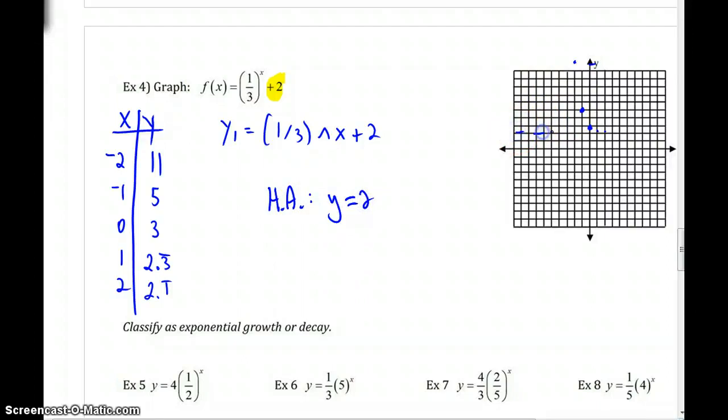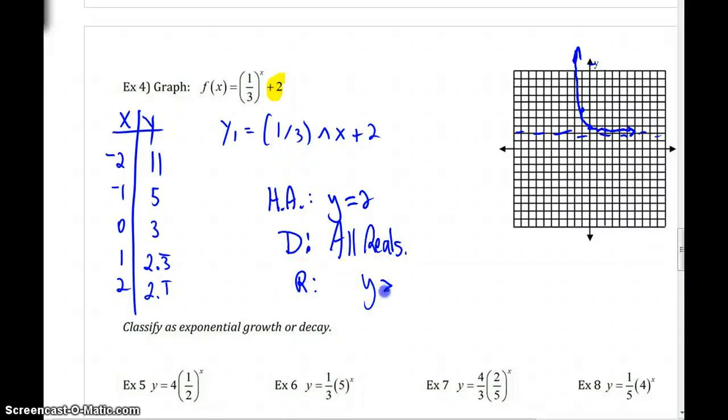I'm going to make a dashed line, a dotted line there, to show that pattern. You can see, yeah, there is flattening out. Our curve gets closer and closer to that line. How about our domain? Well, for all these problems, all reals. There's no x value that you'd get an error with. Everything is fine.